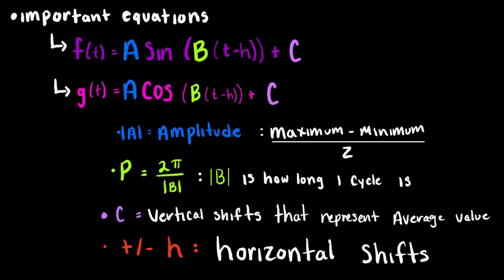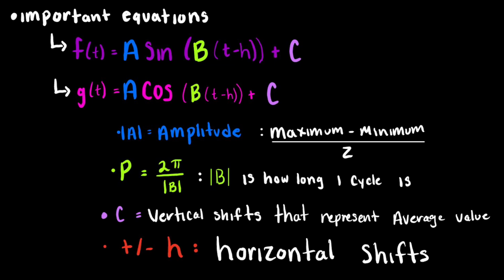Alrighty, next we have the two important equations that we look at, and since periodic functions are a function of time, that is why we have t in the parentheses for f of t and g of t. You can see they have similar components, and A, the amplitude, tells you the midway between the maximum and the minimum, and the way you find that is by subtracting the minimum from the maximum, then dividing by 2.